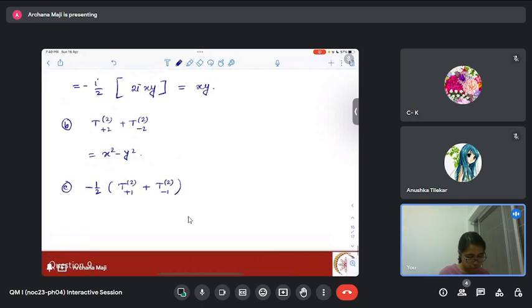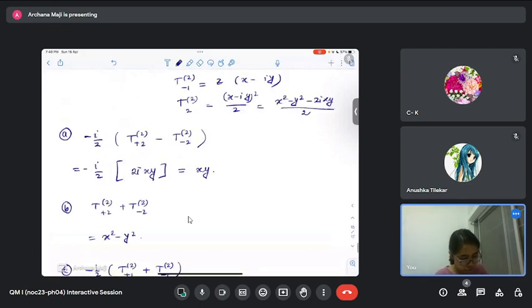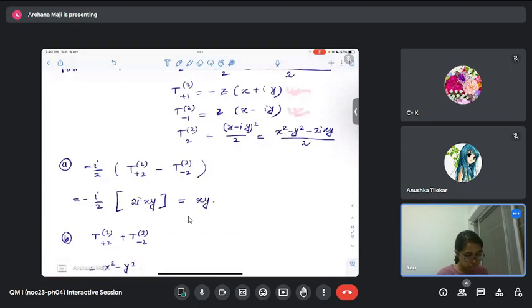So what do we get here? If we add these two, we are going to get minus 2I zy, right? These two will get cancelled if we add those two. So minus 2I yz, so again not xz, so it is again I yz.